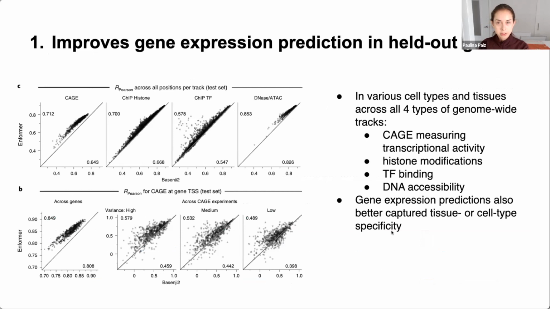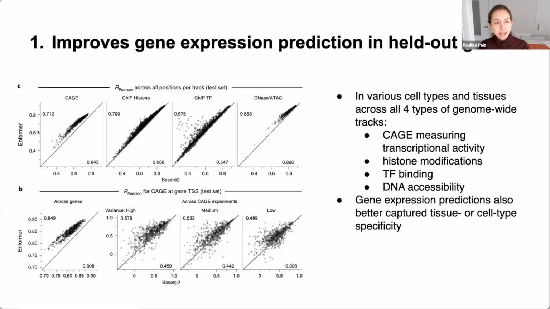So the first experimental result, here you can see on the left, Enformer compared to Basenji. And what they're doing is comparing across various cell types and tissues how Basenji, Basenji 2 specifically, performs compared to Enformer. And this is CAGE. I mentioned in the previous slide what CAGE was: ChIP histone, ChIP transcription factor, DNase, and ATAC-seq. You can see that for all of them, the way I like to say it is that it's to the left of the diagonal.